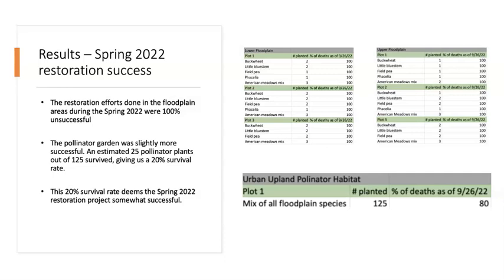If you check out the table at the bottom right of my screen, you can see the urban upland pollinator habitat table. 125 plants were planted, 80% of them died. So that leaves us with a 20% survival rate, and this 20% survival rate deems the spring 2022 project somewhat successful.